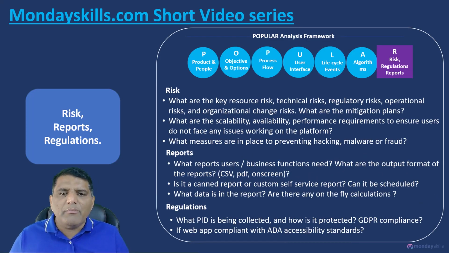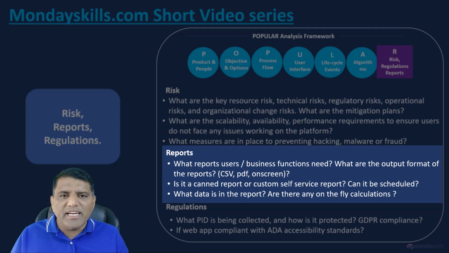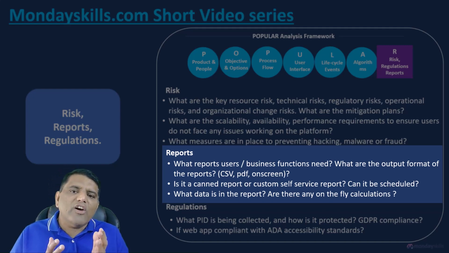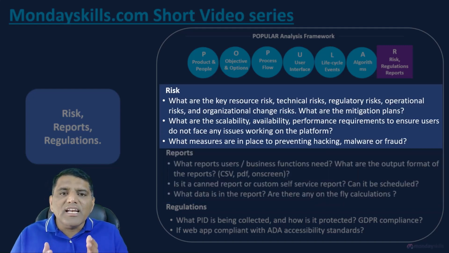And the final alphabet in the popular acronym is R, which stands for risk, report, and regulations. So when you are analyzing a system, you need to understand what kind of reports may be needed by business users, what kind of management reports need to be created. You need to think through what are the risks in the project, and what are the risks in the overall process.